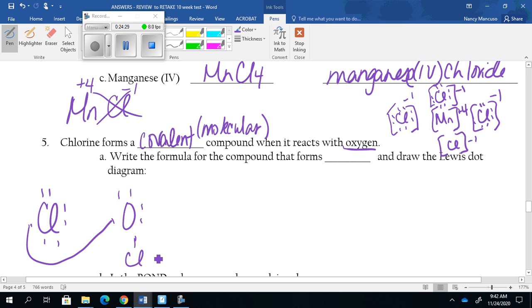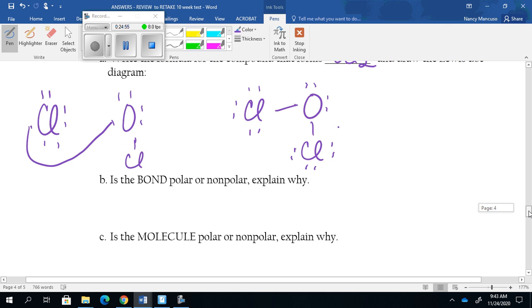It also tells me that when I do my Lewis dot diagram, I need to show those 4 electrons are not being shared. 1 chlorine goes to the left and 1 chlorine goes down. Put the other unshared electrons back on the chlorine. My formula would be OCl, 2 of them. And we are not naming those for this year.